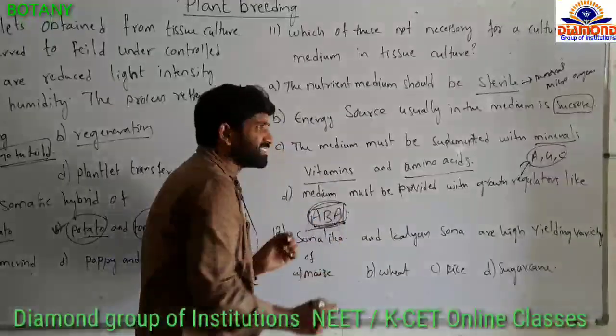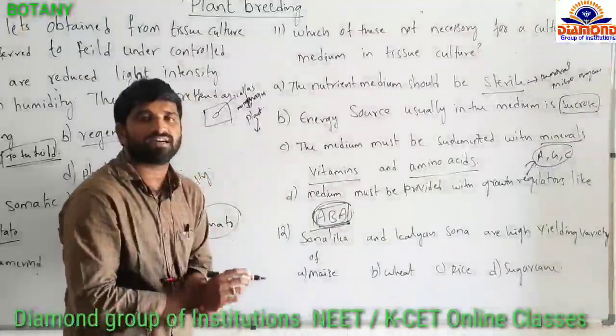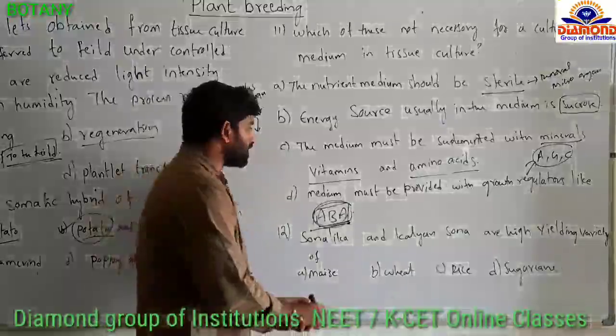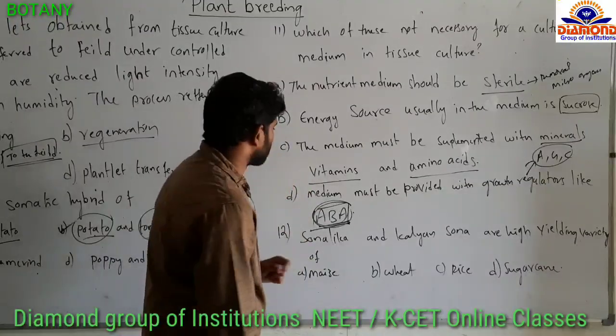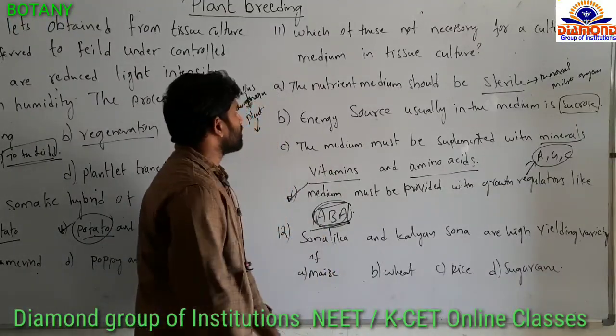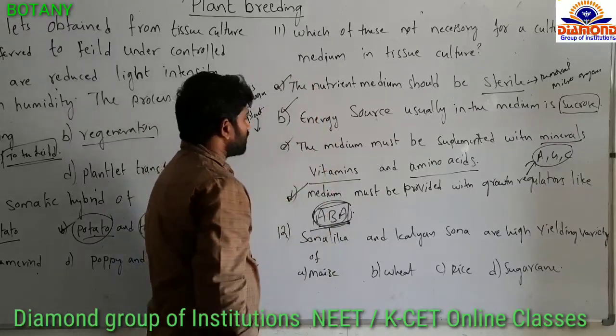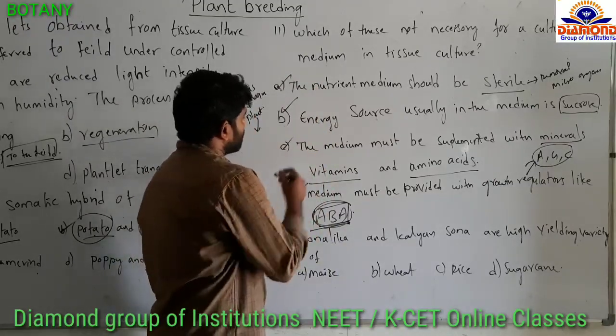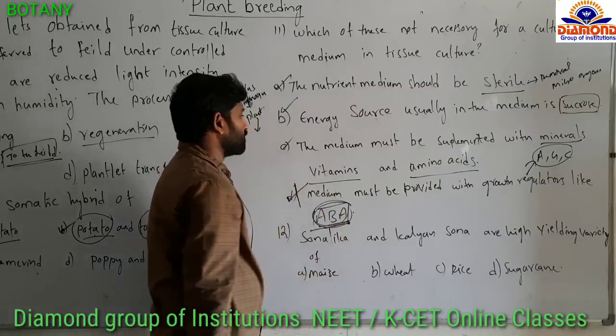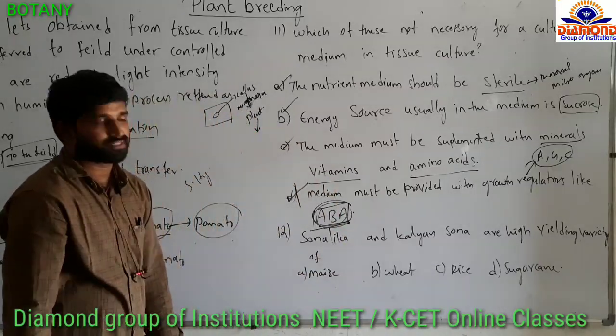This ABA can restrict cell division and prevent growth and development. So that's why the incorrect statement among the given options is D only. The remaining three, A, B, C, are used in tissue culture, but option D will not be used. So that's why it is the incorrect statement.